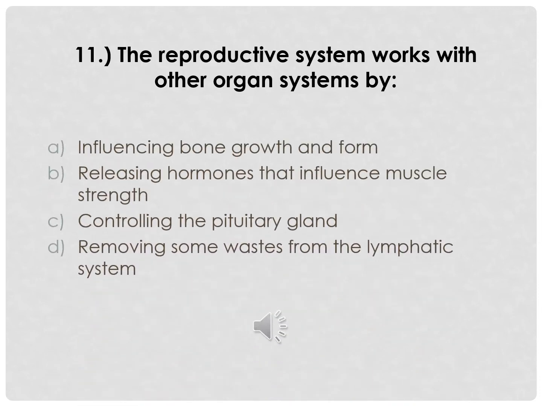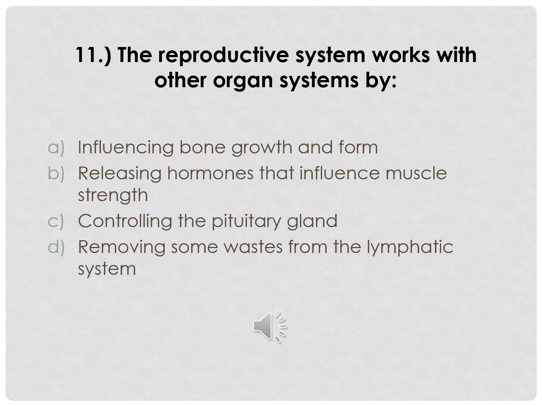The reproductive system works with other organ systems by... this question is a little bit tough. Let's see if we can rule out some of the answers. First, let's look at letter C, controlling the pituitary gland. Pituitary control is actually controlled by the hypothalamus of the brain, so we can rule out letter C. Letter D says removing some waste from the lymphatic system. Well, the lymph nodes actually filter the lymphatic vessels. And then what the lymph nodes don't filter, the lymphatic system dumps back into the cardiovascular system, and that's filtered by the kidneys. So we can remove letter D.